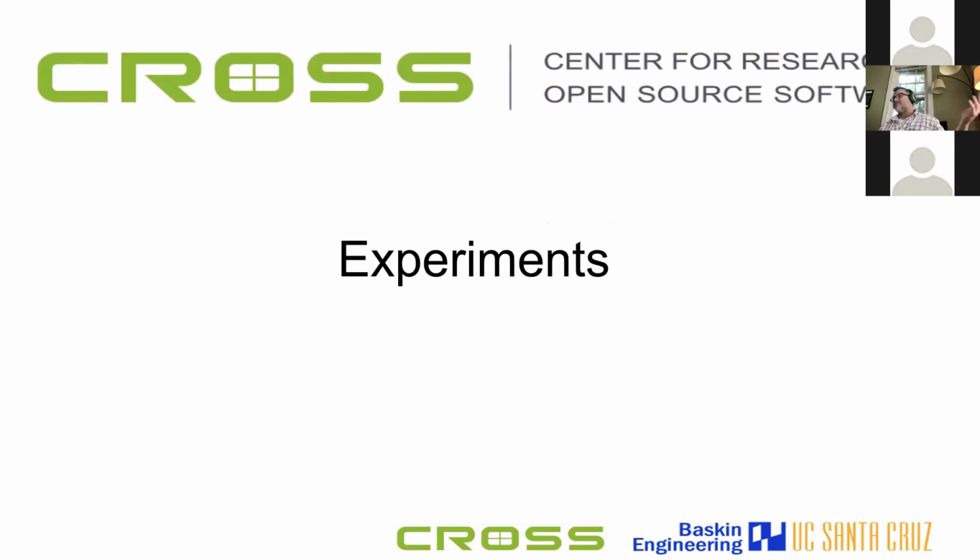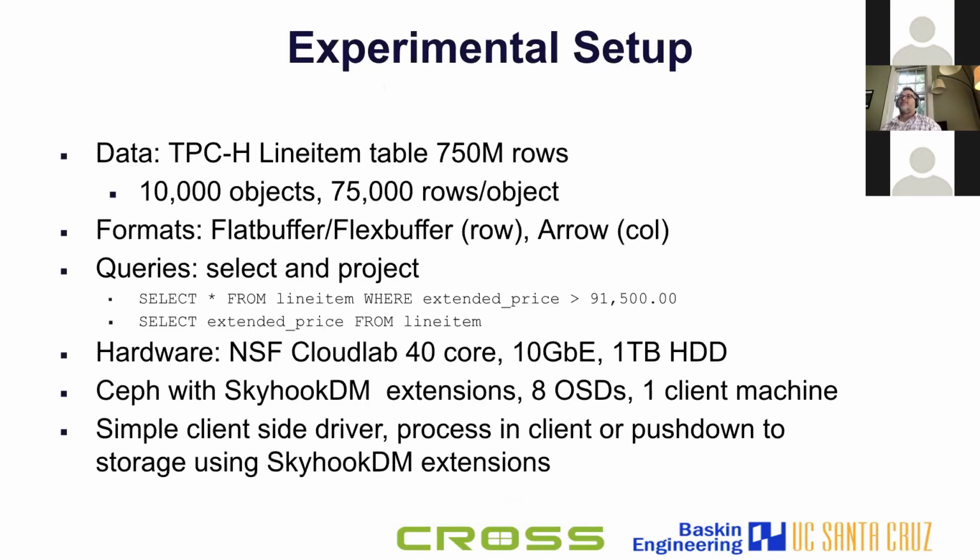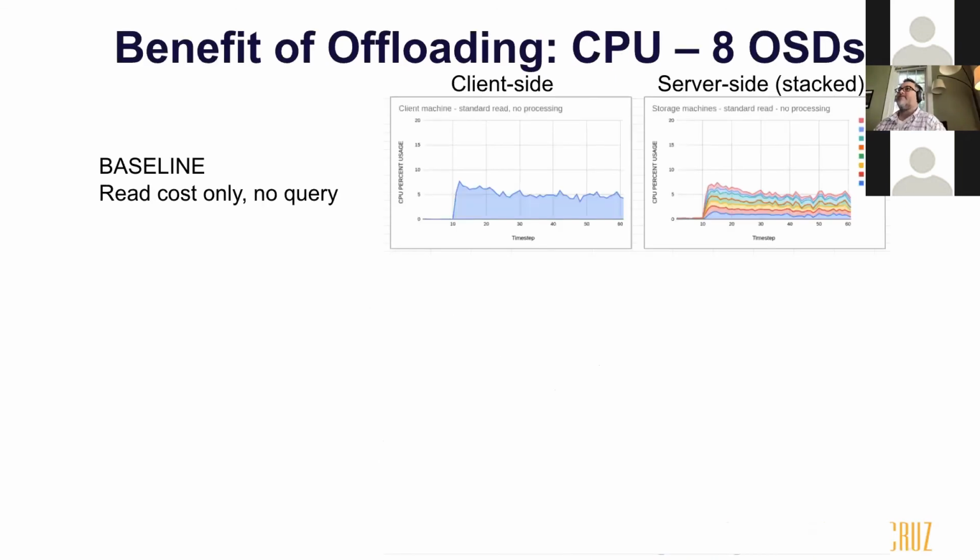Okay, and then lastly, does this work, or what happens? Does it really offload stuff? Does it help? Let me give a quick example of that. So consider a TPC-H dataset, a typical database dataset. We'll have split that table into 10,000 partitions. So there are 10,000 objects. We have Flat Buffers and Arrow, different formats here, but we'll try to focus on Arrow. The queries are select and project on newer cloud lab hardware. And we'll just look at, if we start with this cluster with Ceph, with Skyhook extensions, do we push down or not, right? And we'll quickly show the examples of the benefit of offloading.